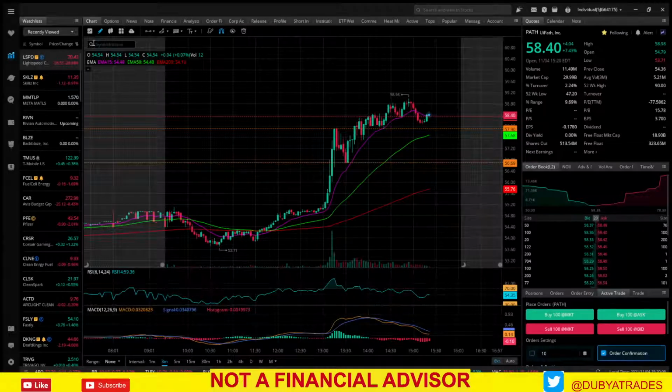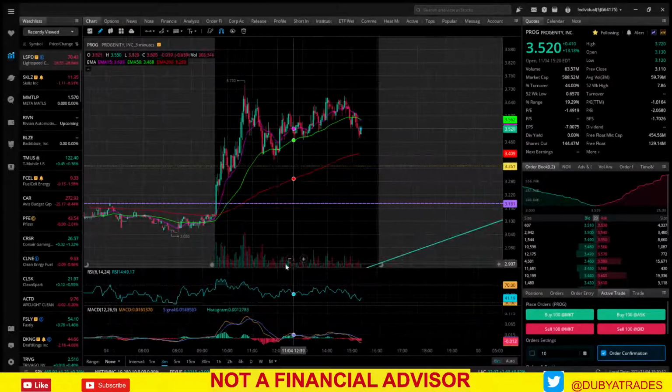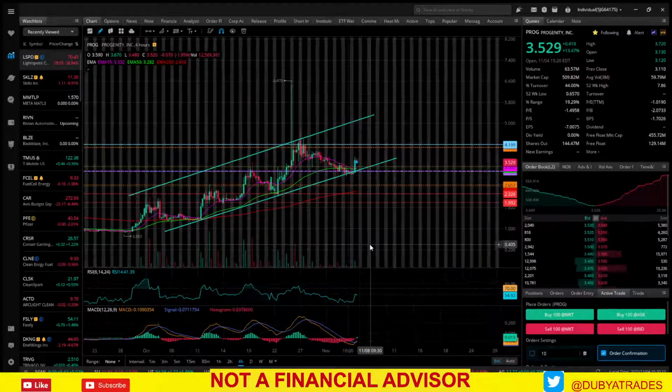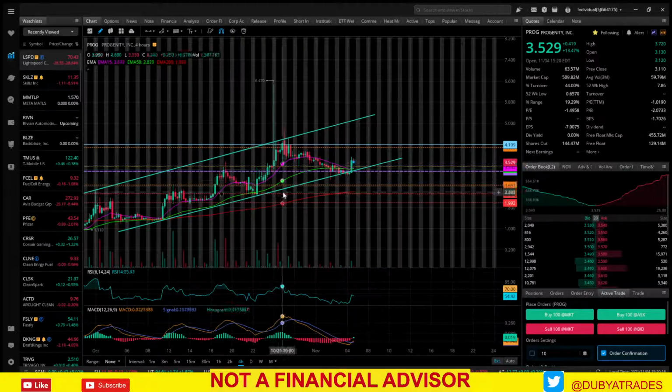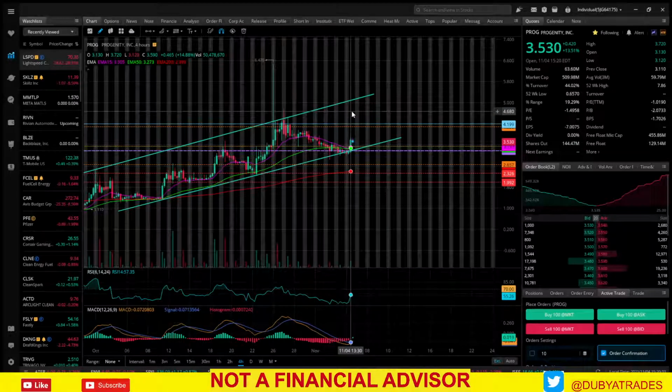Let's start with Prog, since I've already got some lines drawn out on it. So we can see here, if we pull back to the 4-hour, I drew these lines back when it was popping up right around through here somewhere. And we can see that it came back and tested this trend line support and this horizontal support, which is good. When you have 2 or 3 things that converge there and it bounces there, that's good.